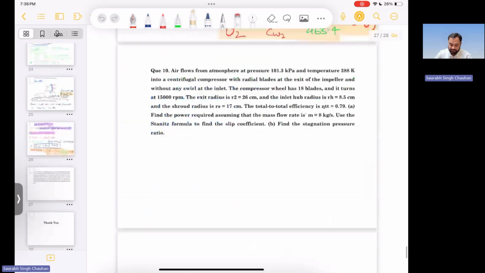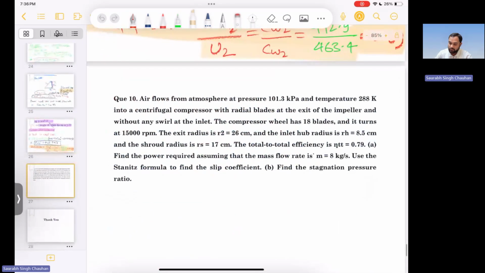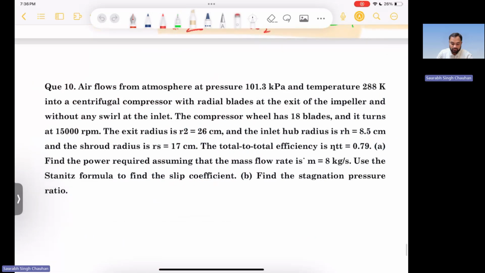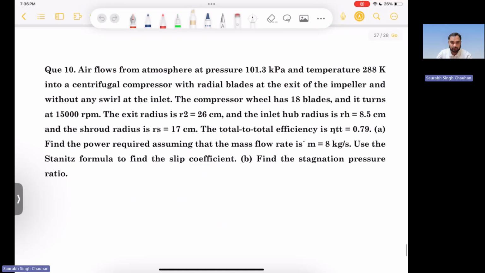Now we can move to the next question, or you can note down this question and try to solve it yourself. If there is any doubt, we can discuss it in the next session. But anyway, first let us read what this question is saying.